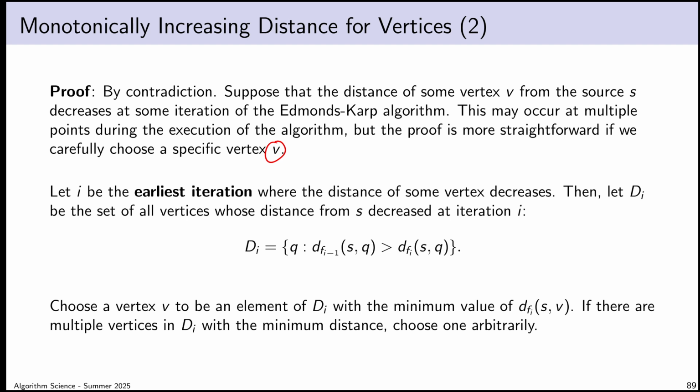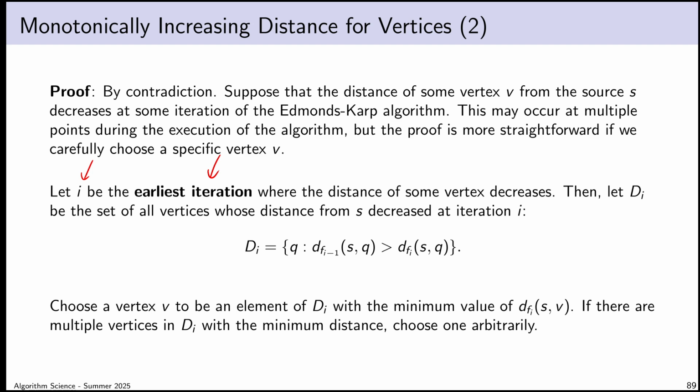To make that doable, though, I have to be very careful how I define V. Because multiple vertices could have their distance decrease, for all I know, and this could happen at lots of different iterations of the algorithm, I want to very carefully define the specific case I want to talk about. So let I be the earliest iteration where the distance of some vertex decreases. It could be the case that at iteration I, a whole bunch of vertices have their distance decrease.